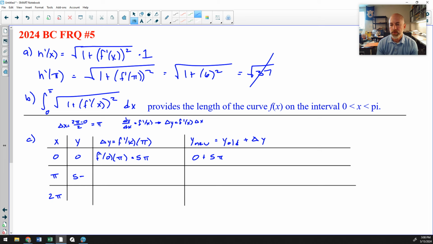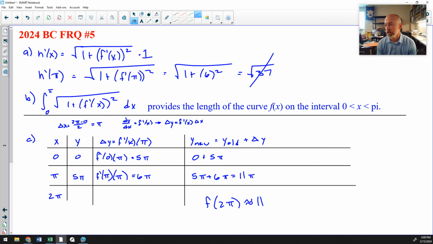Which put me at a delta y, or a new y of 5 pi. Now for my new delta y, I need f prime of pi times pi. And I go back to my table, f prime of pi is 6 times pi. So I just found my delta y, so I need to add that to my previous y's, and that'll be 5 pi plus 6 pi, which is 11 pi. And then I'm going to very clearly state that f of 2 pi is approximately 11 pi.